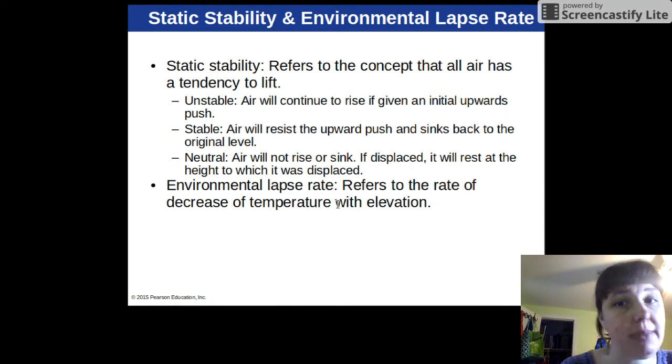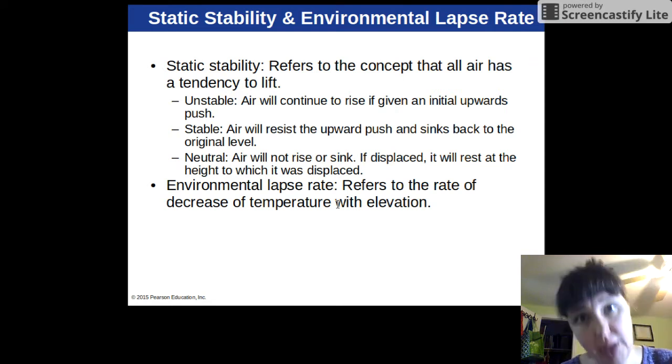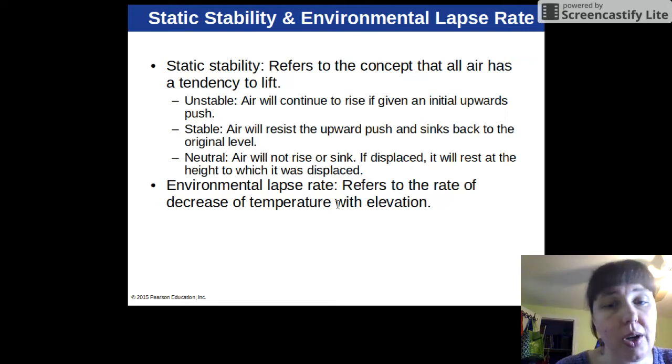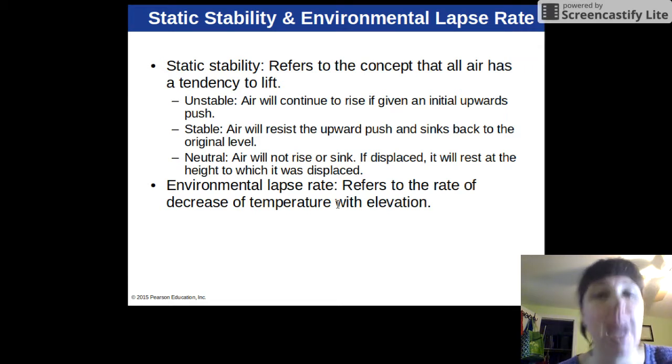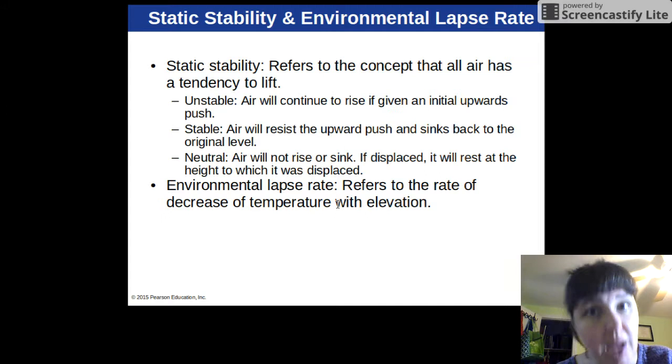So static stability is the concept that air has a tendency to rise or lift. And while that air is lifting, most of the time it does it at a very specific rate. This is called the environmental lapse rate. In our region, that has a specific number. Our natural environmental lapse rate is 6.4 degrees Celsius every 1,000 meters of altitude. So if I go up 1,000 meters in altitude, I can expect it to be 6.4 degrees cooler than the original surface location that I started with.